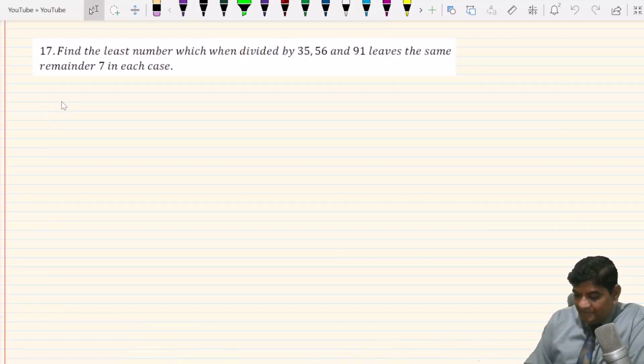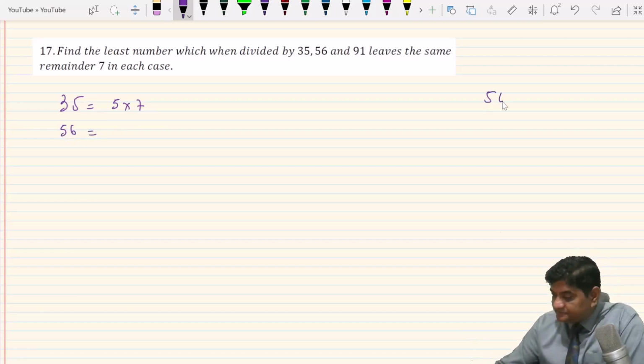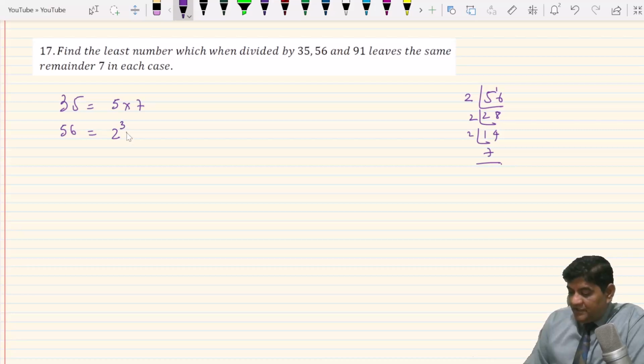What is the factorization of 35? 35 is 5 7s are 35, so I can directly write that. And what about 56? Well, I'm going to factorize that. 2 2s are 4, 2 4s are 8, 2 7s are 14. So that's 2 cube into 7.